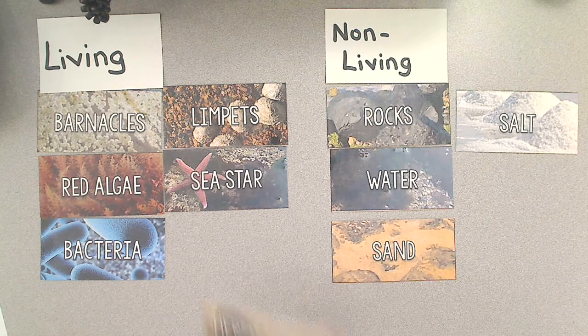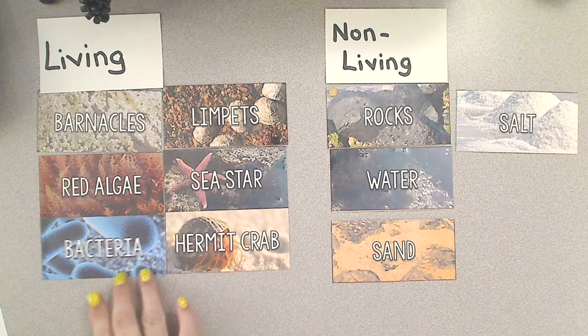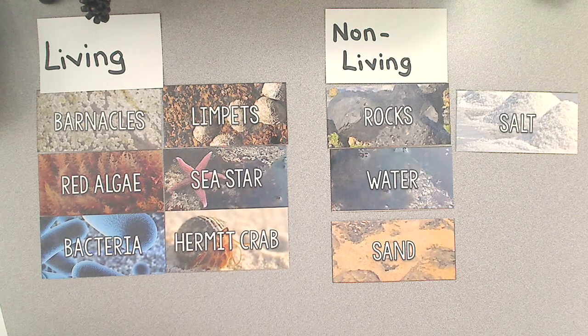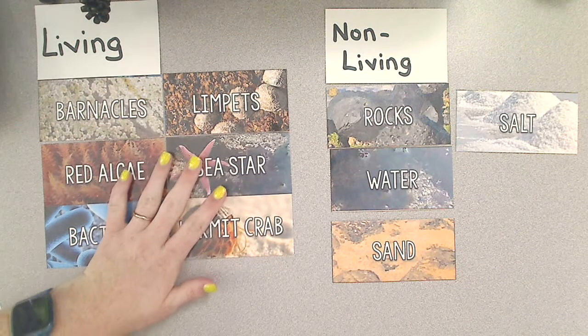Now, the next one is a hermit crab. You've seen these before. They sell them in stores. They're little crabs that literally live inside a shell. We know that they eat, they grow, they adapt and evolve, they reproduce. We know that these are living. They're really cool little creatures too. I actually had some as classroom pets one year. All right. Just try to make sure that we can get everything in the video.